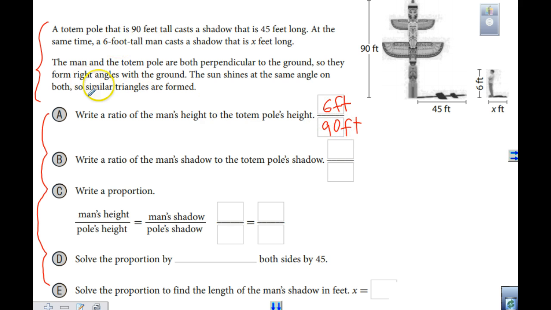Instead of reading everything and saying I'm totally confused, let's do one thing at a time. Notice how the first thing you read in the sentence is what goes on top. The second thing in the sentence is what's on the bottom. So man's shadow, that goes on top. Shadow is what we don't know. X.